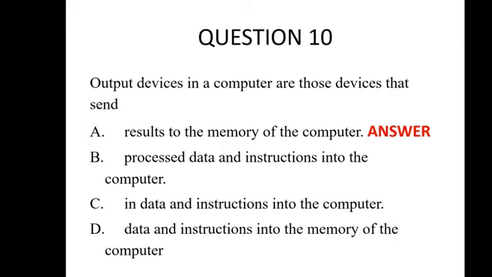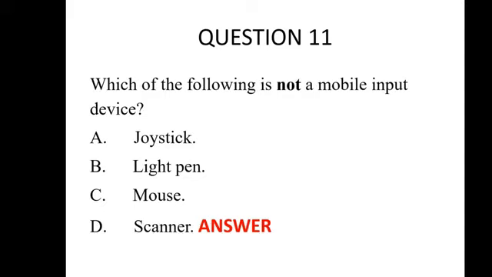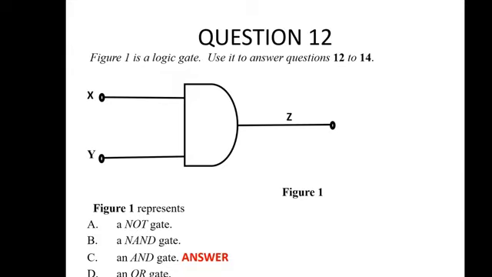10. The output device in a computer are those devices that send the result to the memory of the computer. That is the best answer among the four answers there. 11. Which of the following is not a mobile input device? The correct answer is scanner.